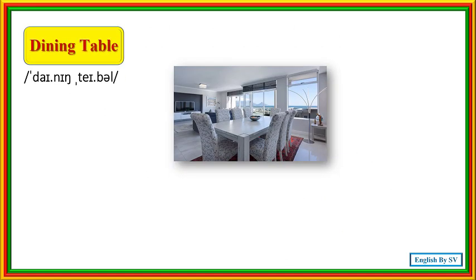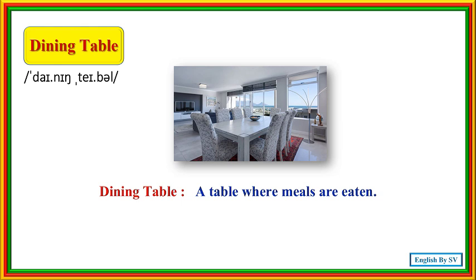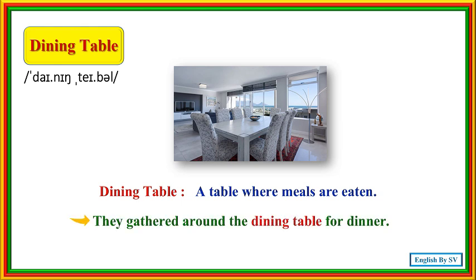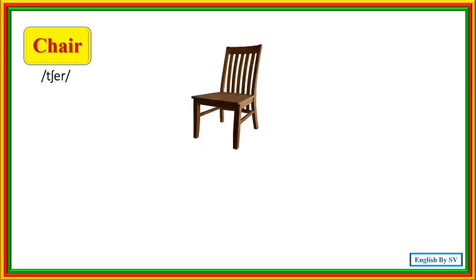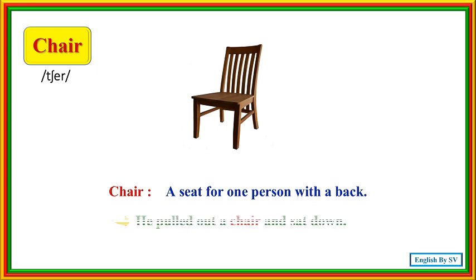Dining table. A table where meals are eaten. They gathered around the dining table for dinner. Chair. A seat for one person with a back. He pulled out a chair and sat down.